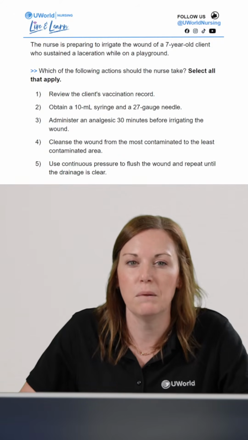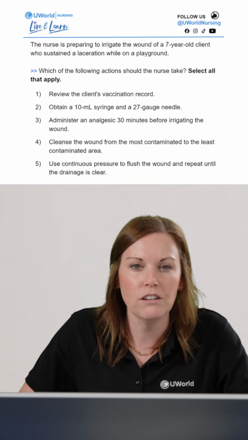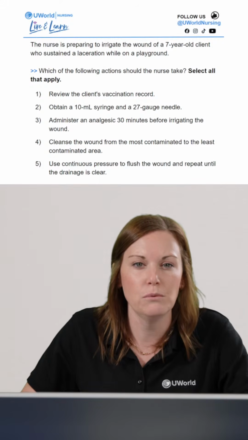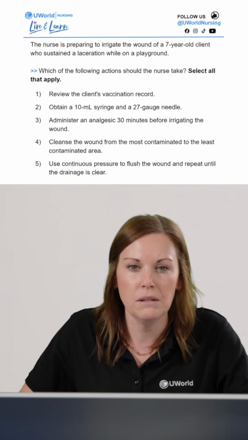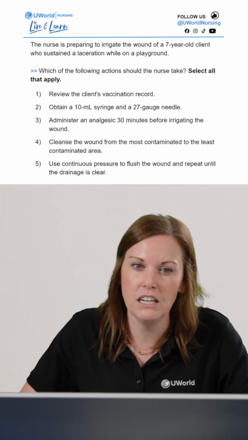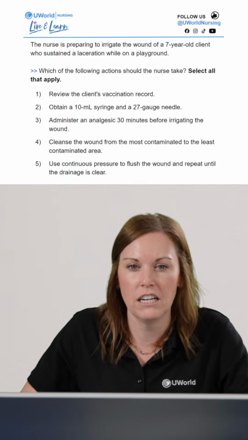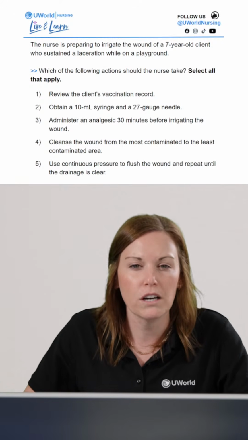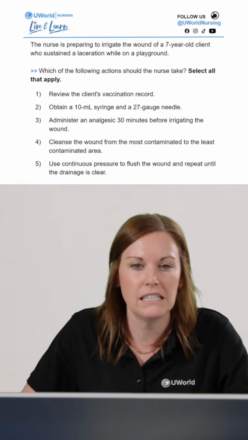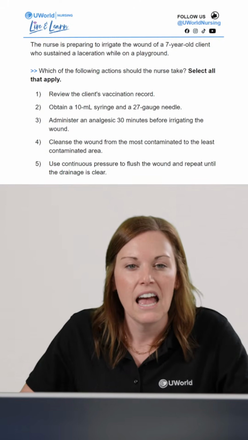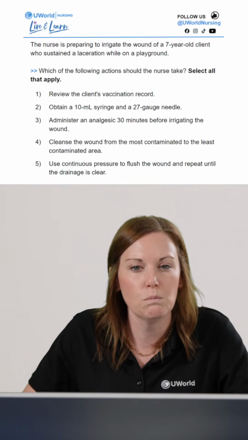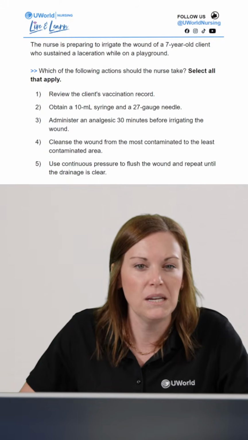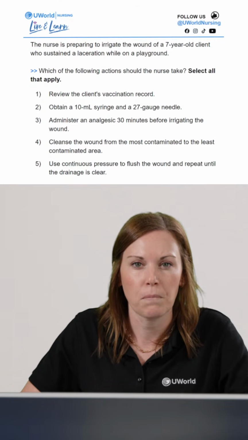Select all that apply. So option 1, review the client's vaccination record. Option 2, obtain a 10 milliliter syringe and a 27 gauge needle. Option 3, administer an analgesic 30 minutes before irrigating the wound. Option 4, cleanse the wound from the most contaminated to the least contaminated area. And then option 5, use continuous pressure to flush the wound and repeat again until the drainage is clear.